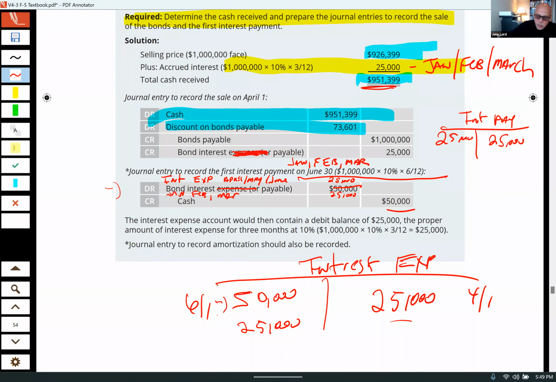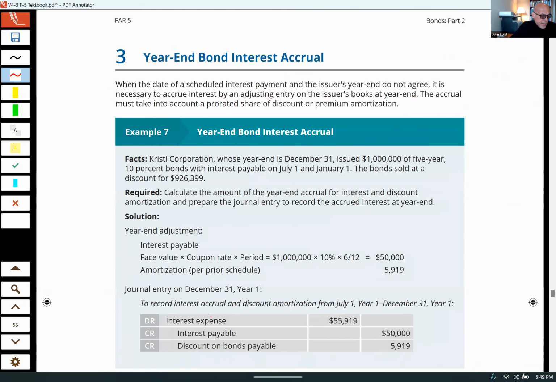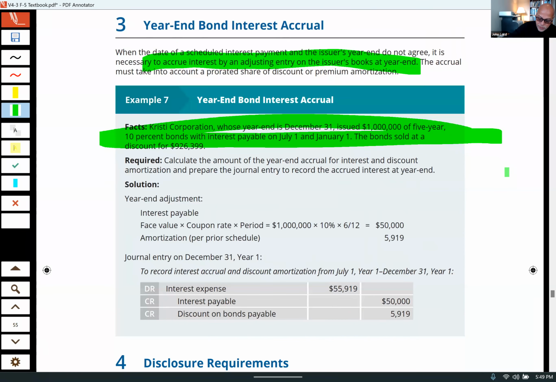Okay, good. And then when we talk about year-end accrual, all they're telling you is, hey, if indeed they don't pay the interest until the next year, then you're going to have to be a good accrual accountant and accrue the interest. Not a big deal. Okay. So here they tell us, hey, that interest payment isn't going to happen. You made an interest payment in July and the next interest payment isn't going to be on December 31st. It's going to be on January 1st. Well, you'd have to go ahead and you would have to do what?